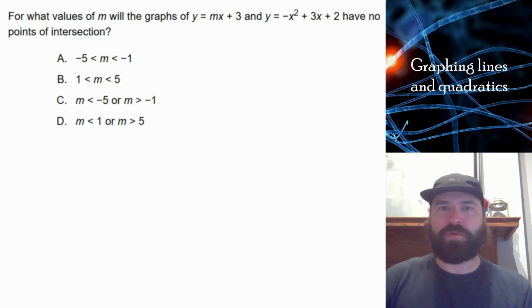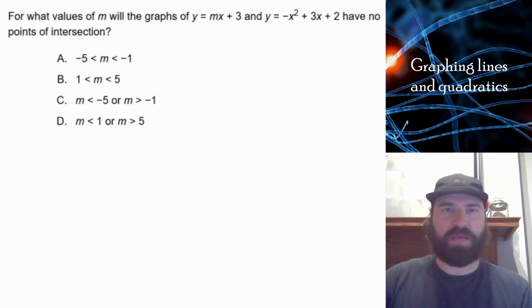All right, let's dive into another Mtel question. This one says, for what values of m will the graphs of y equals mx plus 3 and y equals negative x squared plus 3x plus 2 have no points of intersection? All right, so this one involves having some knowledge of how to graph lines, which is what this equation represents, and how to graph parabolas, which is what this quadratic equation represents.